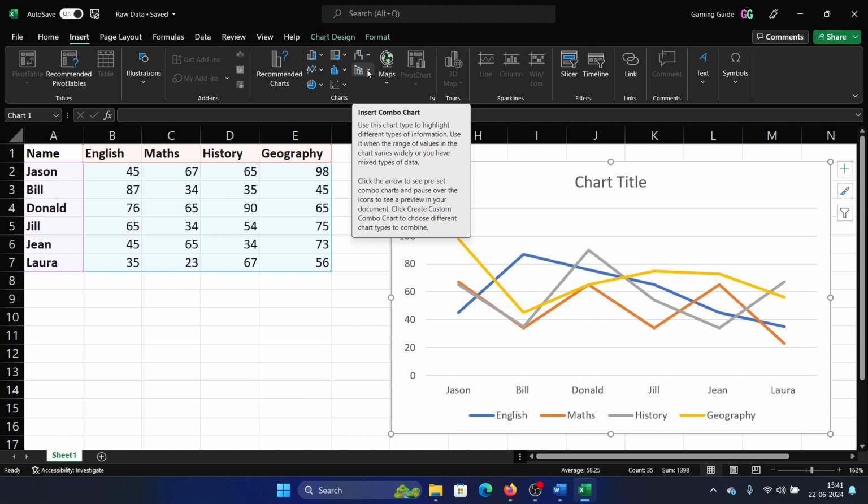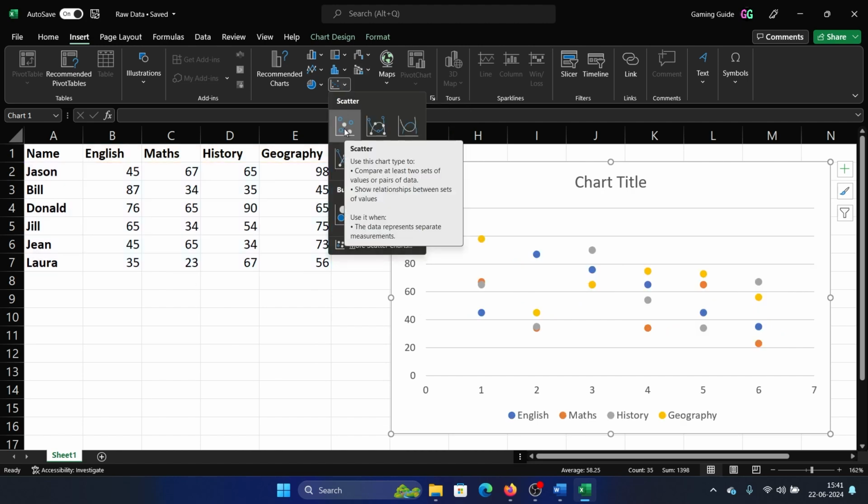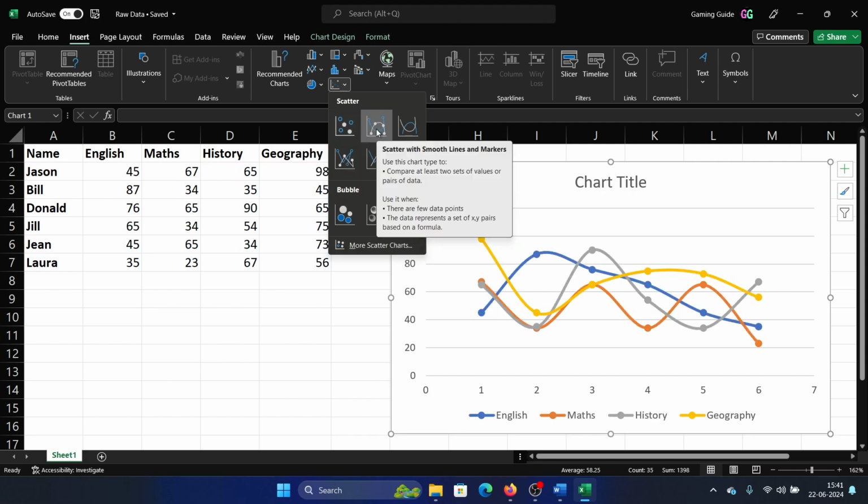We can go to this option here. This is called the scatter plot graph. And let's say I need these dots. So instead of those lines, it will show dots. And if you want these dots joined, then we can use this option.